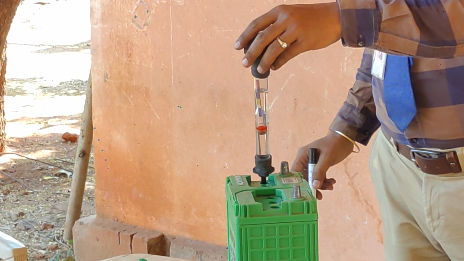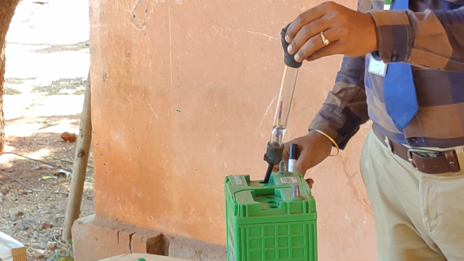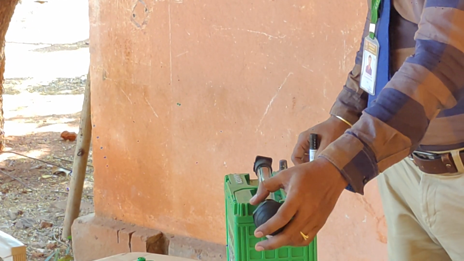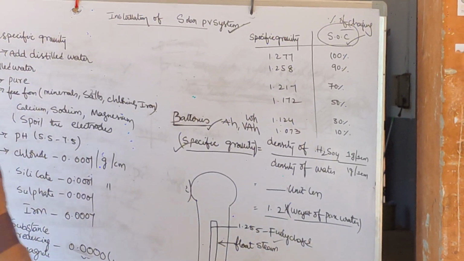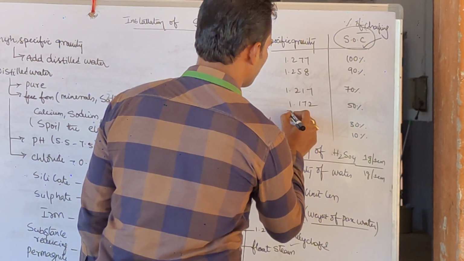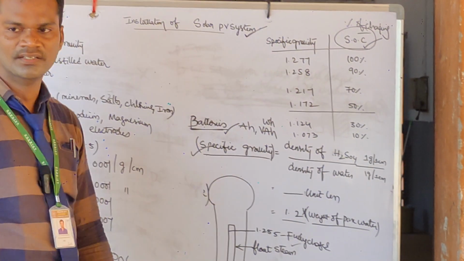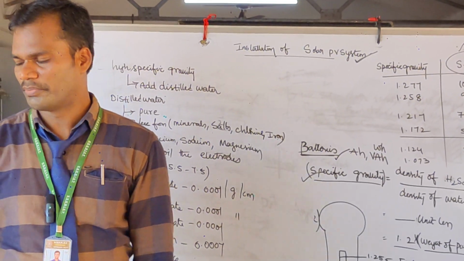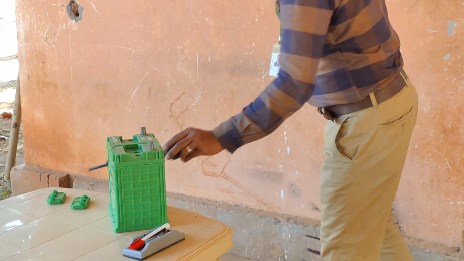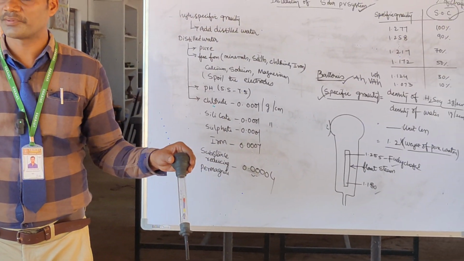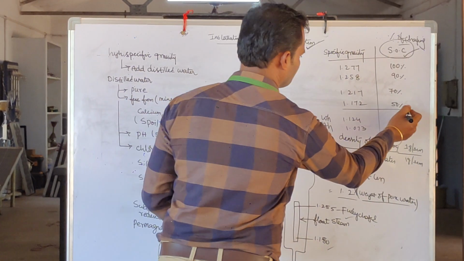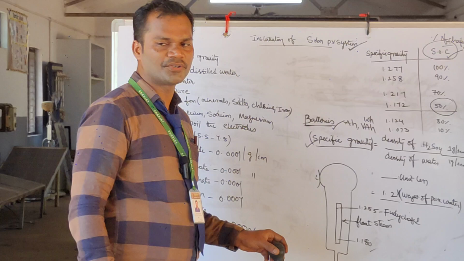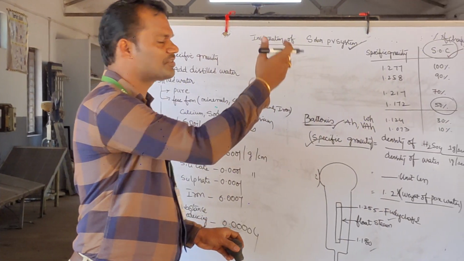How much is it indicating? 1.15. Let us check it in our experiment. So how much is it? 1.15. What is the amount of charge available in the battery? 50%. So by using this hydrometer, I have identified the amount of charge available in the battery. So the amount of charge available is how much now? 50%. Now what do I have to do to get the value of 1.277?